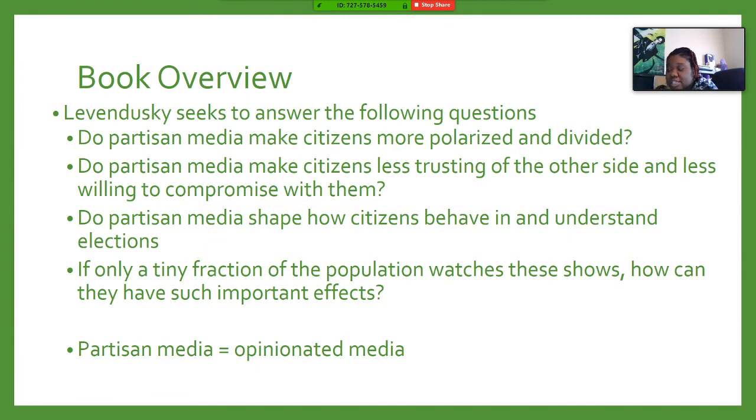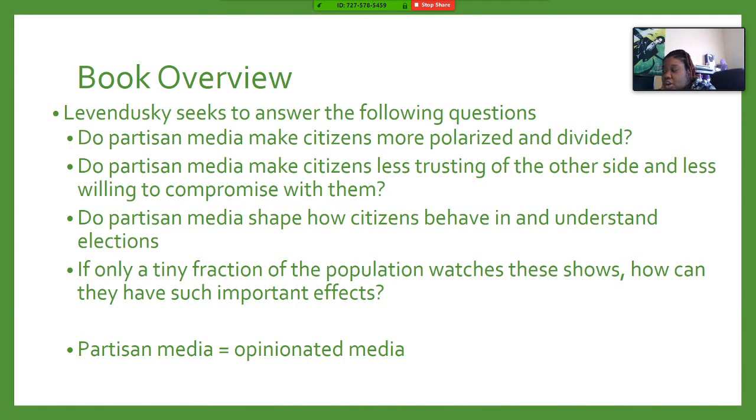Partisan media makes citizens more convinced that their views are the right ones, so they become less willing to believe the other side has something legitimate to offer. Partisan media makes citizens less willing to trust the other side, less willing to compromise with them, and thus contributing to gridlock. Partisan media influences vote choice as well as how citizens understand elections. Partisan media outlets make citizens more likely to accept nefarious interpretations when the other party wins elections, thus casting doubt on the legitimacy of the winner.